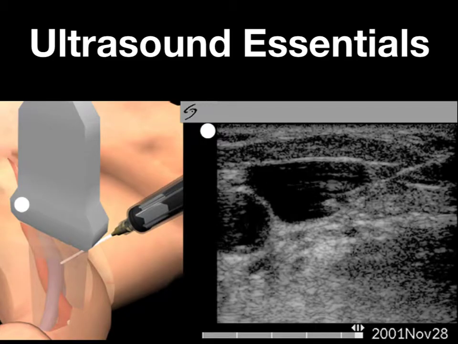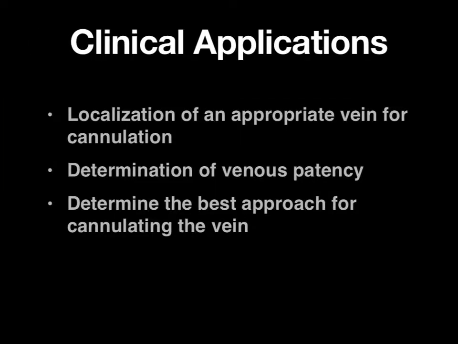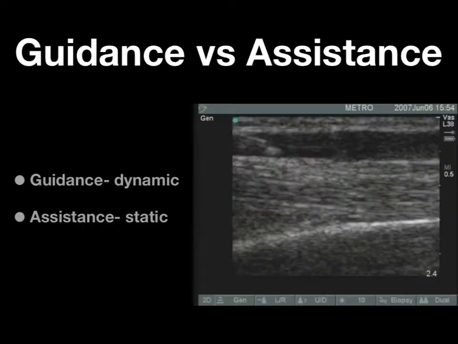Let's take a look now at some key ultrasound essentials. What can ultrasound do for you? It can help you to localize an appropriate vein for cannulation. It can help you to determine the course of the vein as well as patency. It can tell you if there is a DVT present that would preclude cannulation, and it can help you to determine the best approach for cannulating that target vessel.